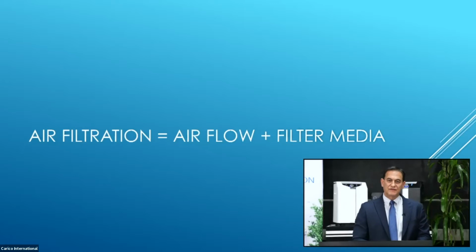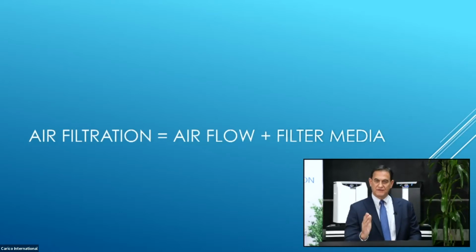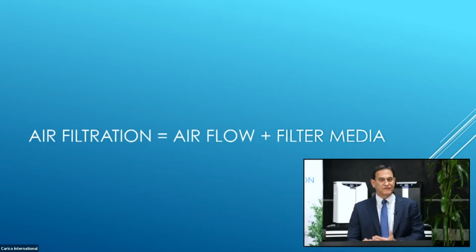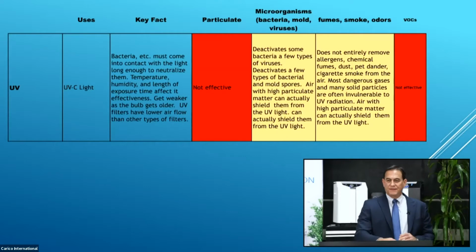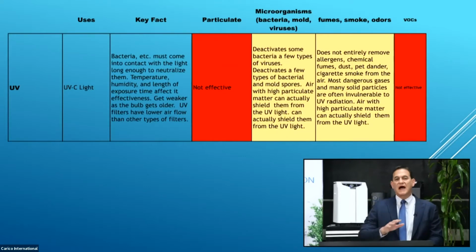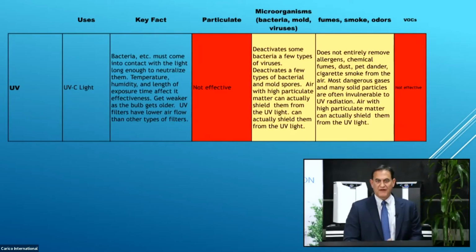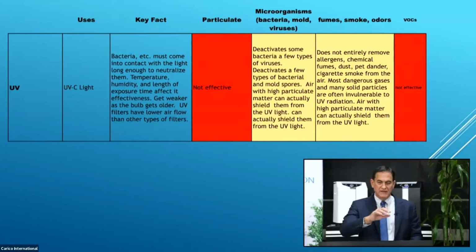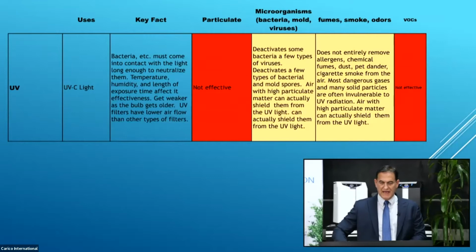Okay? So the first thing is two things in every air filter: how fast the air goes and some device that filters it. So what we're going to do now, and you don't need to copy all this stuff on the charts, I am going to send it out to you. So it's more important that you listen. You don't need to write everything down.